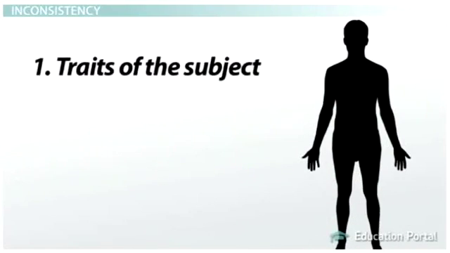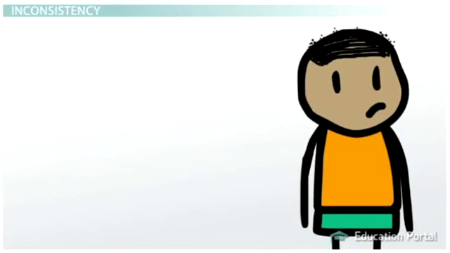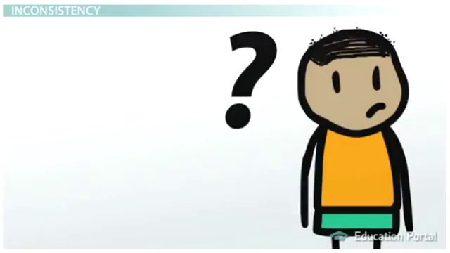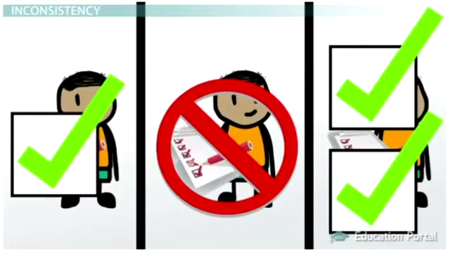Number 1, traits of the subject. Johnny himself might be causing the inconsistent results. Maybe he's not feeling well one day when he takes the survey, or he just got in a fight with his girlfriend, or maybe he just doesn't understand what the survey questions mean. All of these things could cause inconsistent results.